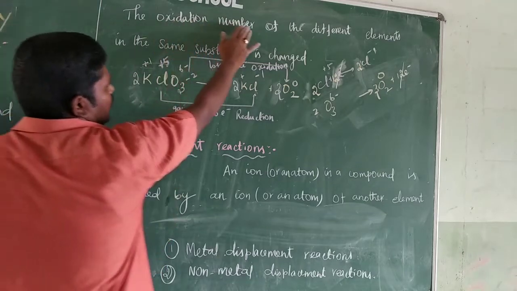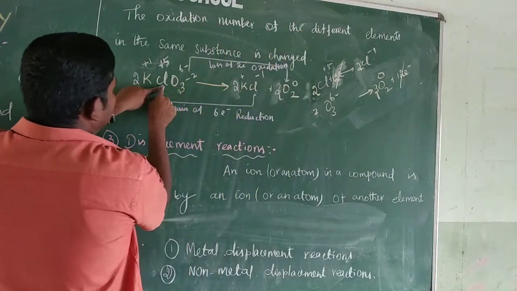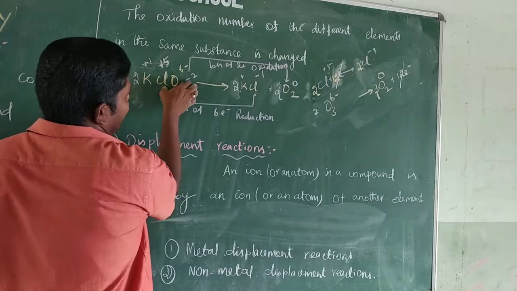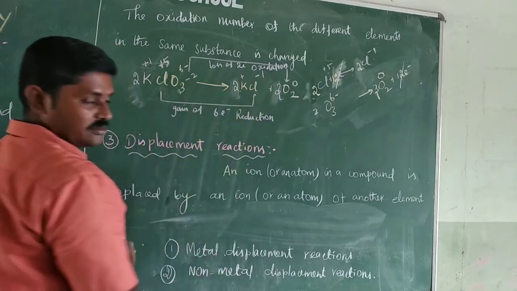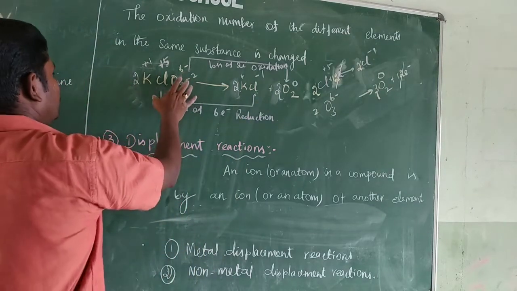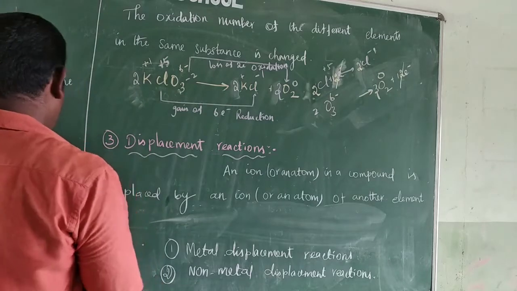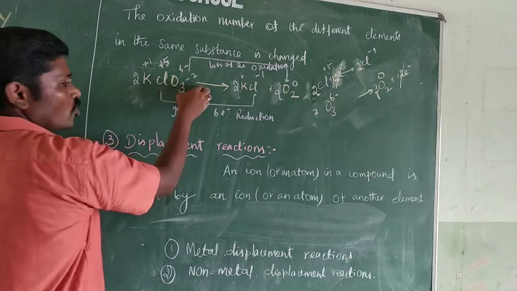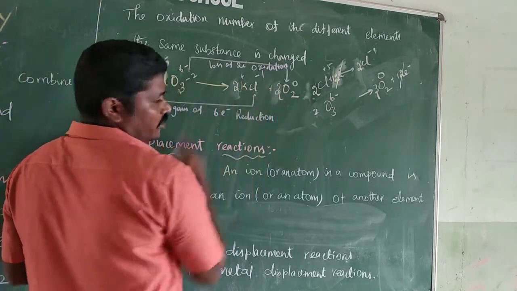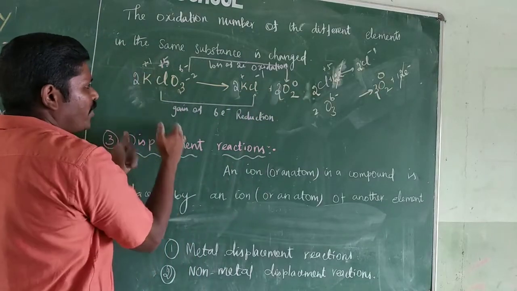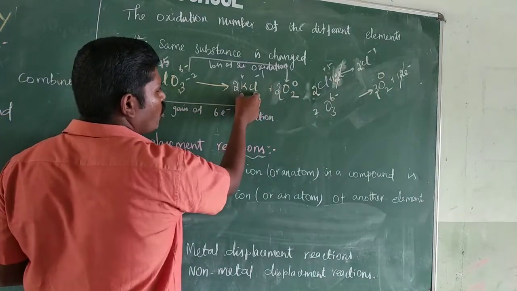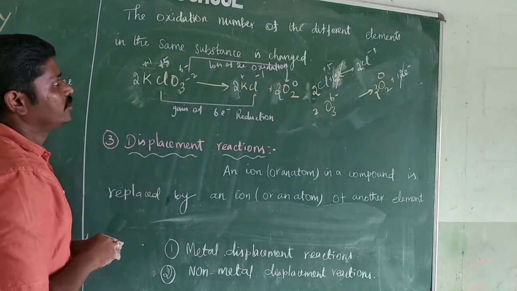Okay, so balance the reaction. The oxidation number of the different elements in the same substance is changed. It is a decomposition reaction: the compound breaks into 2 or more compounds. Potassium chlorate breaks to give potassium chloride and oxygen.